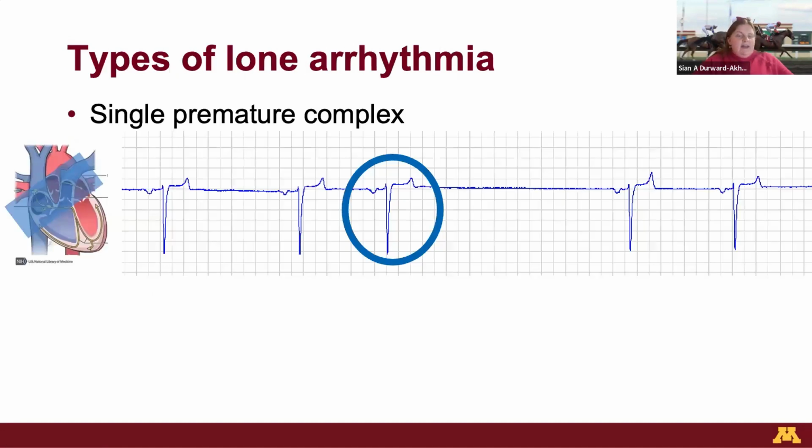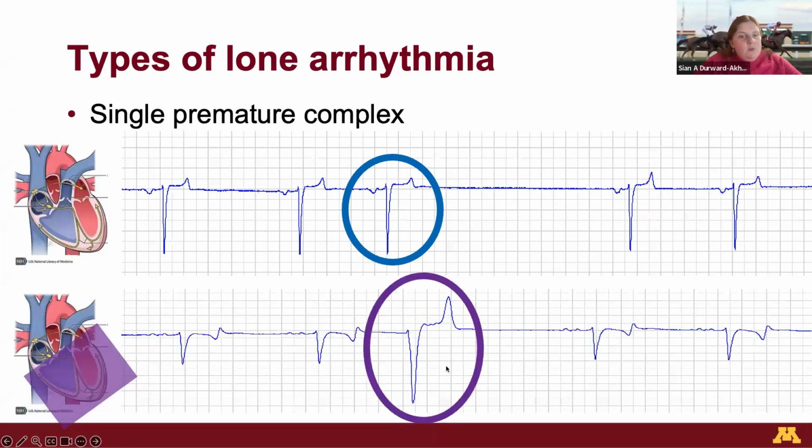So when we're looking at single premature complexes, we can see here this is an ECG, and the RR interval here is shorter than the preceding one. And so this is a premature beat. But when you look at the morphology, or what the shape of the ECG complex looks like, this looks just like all of the other beats in the ECG. And this would be an example of a supraventricular premature complex.